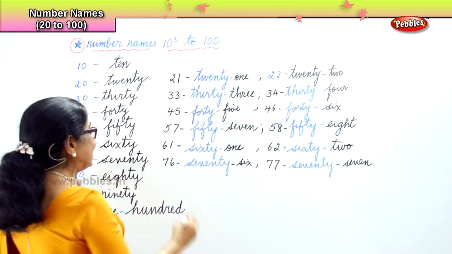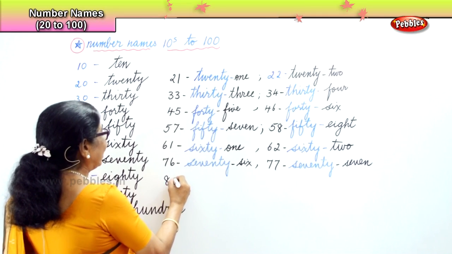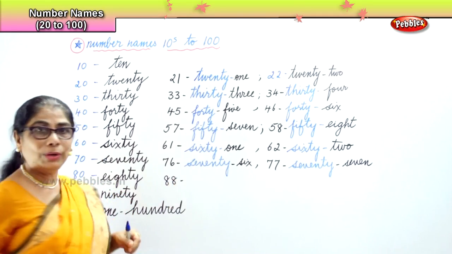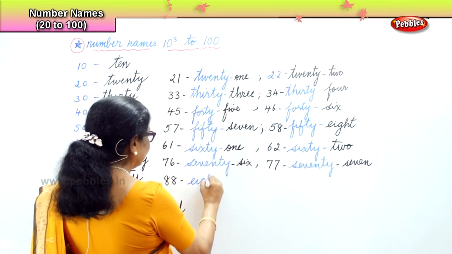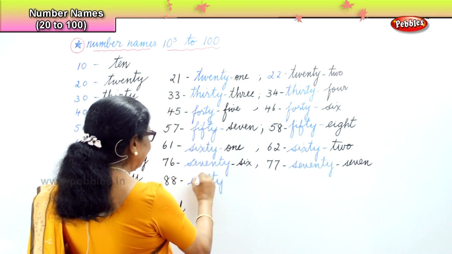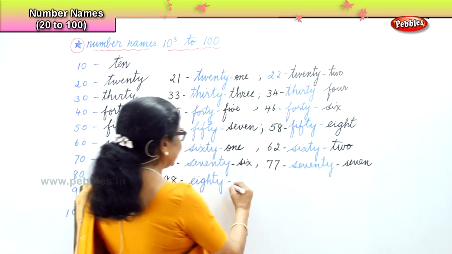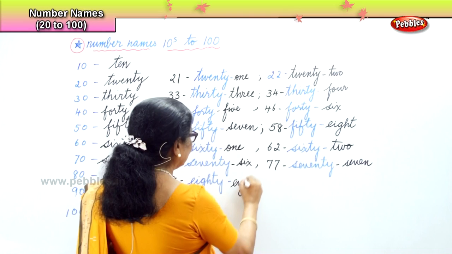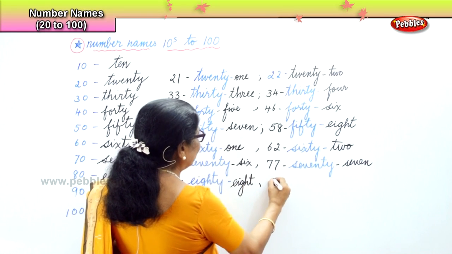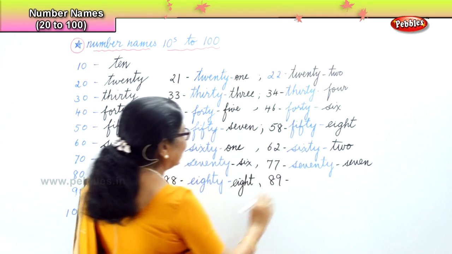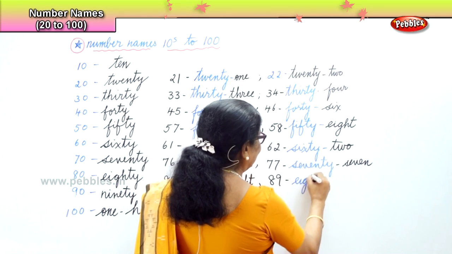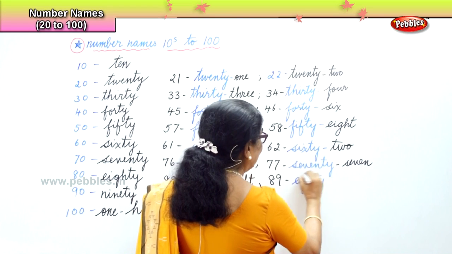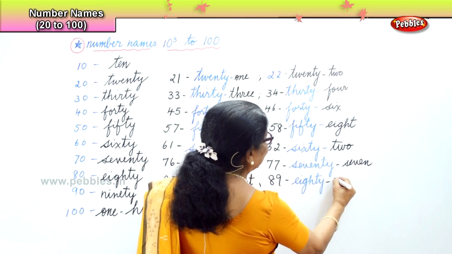Now 80. Let's say you want to write 88. How will you write? 80. Very good. 80 hyphen 8. Okay, now let's say you want to write 89. How will you write 89? 80, small hyphen, and you write 9.